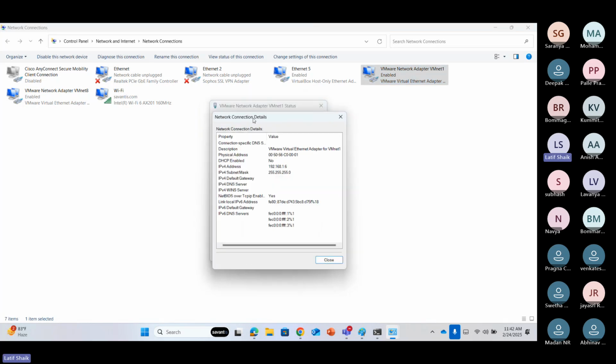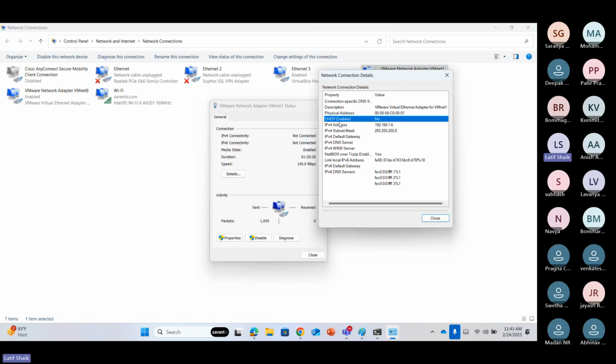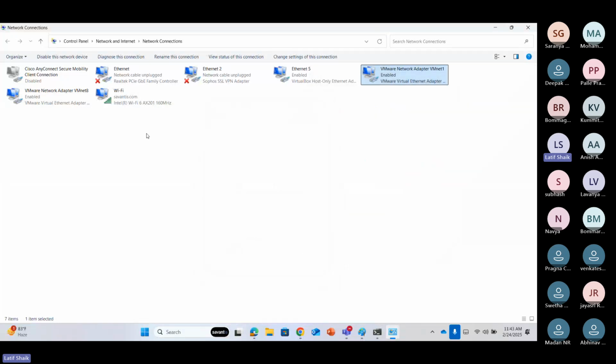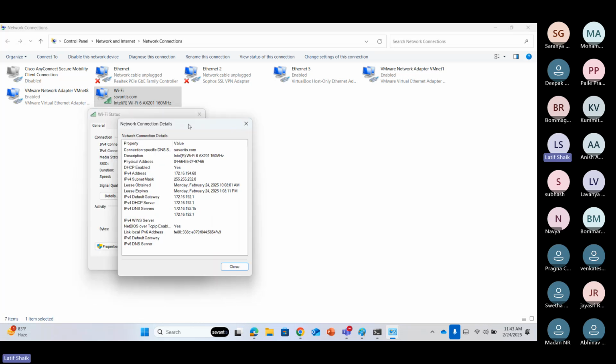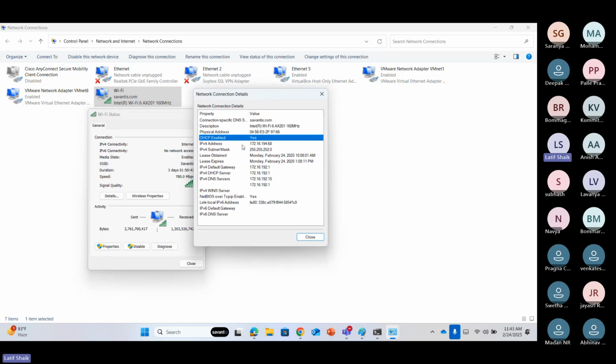Next, check the IP address first. See, IP address, DHCP enabled: No means this IP address is configured manually. So you can see no other details, no DHCP server details are there. DHCP enabled: No means IP address is configured manually. And if you see these adapters' IP address, DHCP enabled: Yes means these IP addresses are configured by this DHCP server.